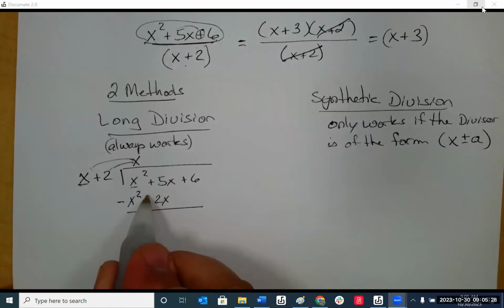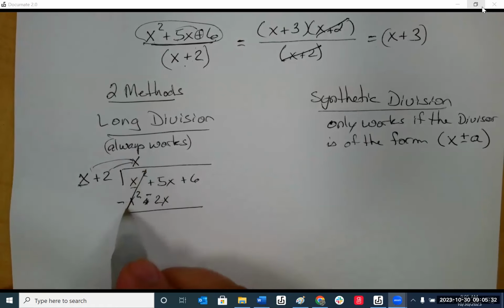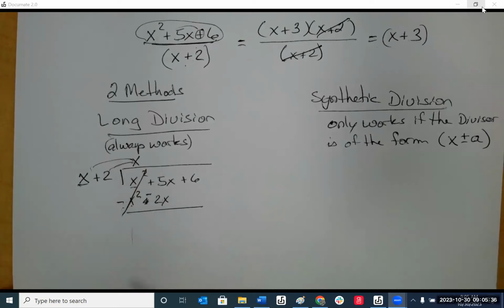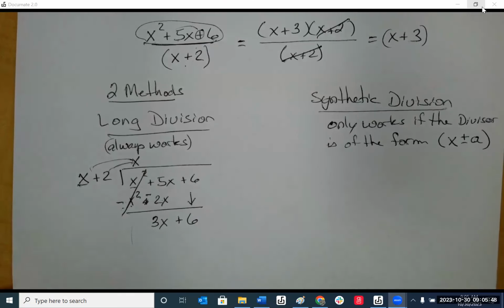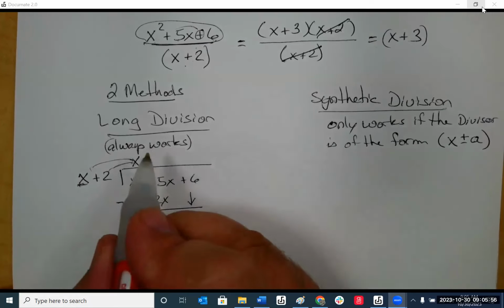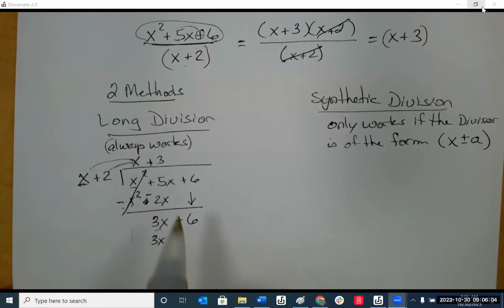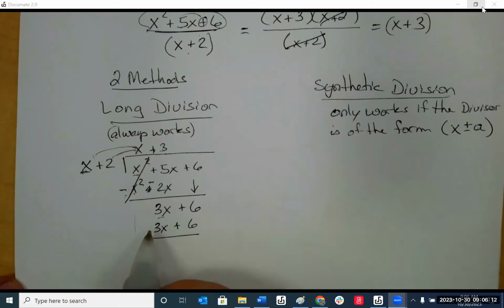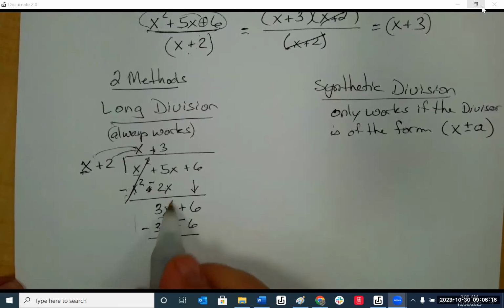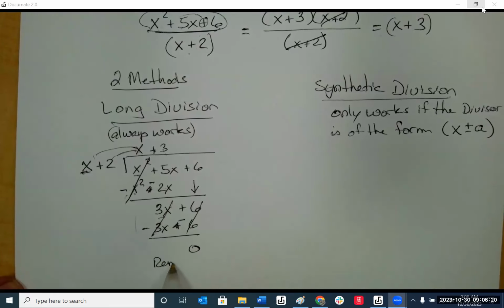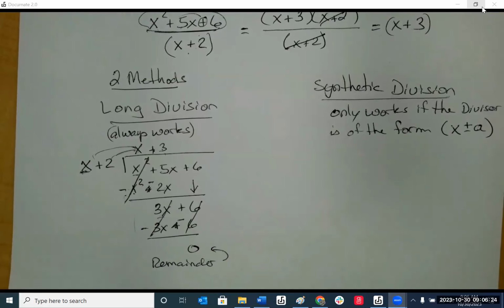Change the signs and add straight down. x squared plus 2x minus x squared plus 2x cancel out. 5x minus 2x is 3x, and bring everything else down. Repeat the process. Look at the leading terms. What times x gives me positive 3x? A positive 3. Positive 3 times x is a positive 3x. Positive times positive is a positive. 3 times 2 is 6. Change the signs and add. And your remainder is 0.